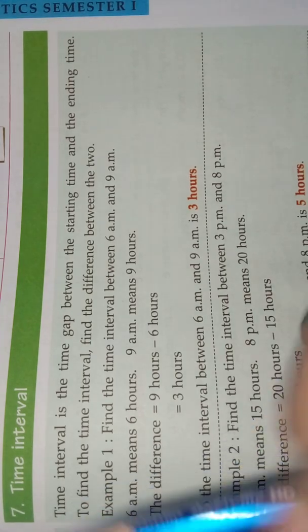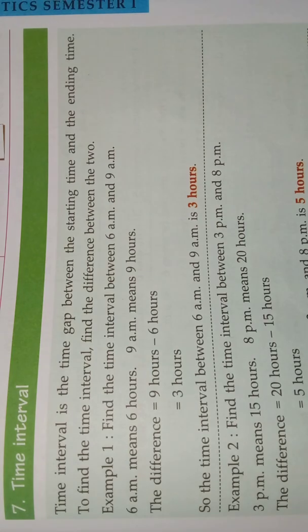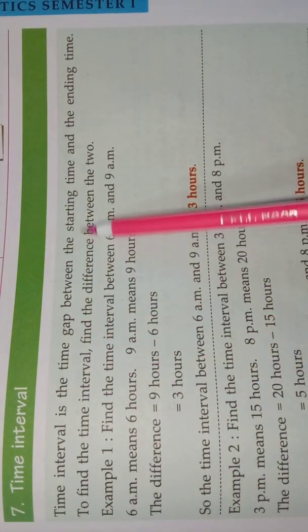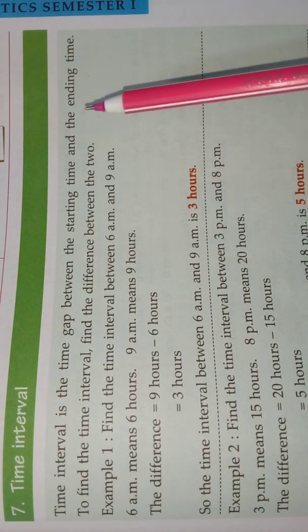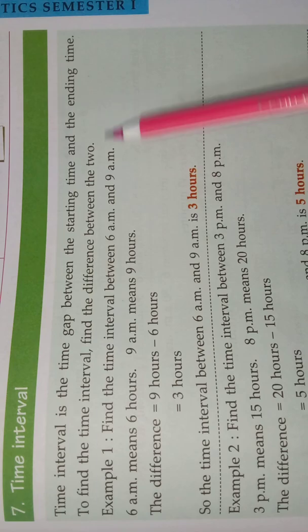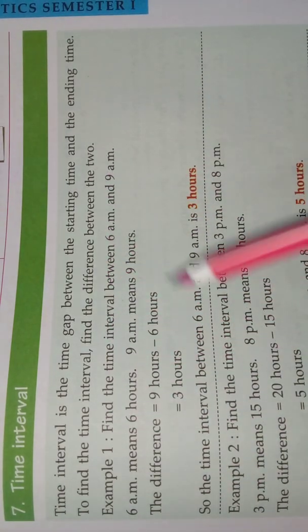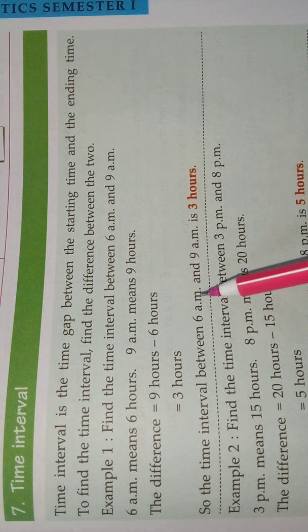Come to the next page, children. The 7th main, time interval. Time interval is the time gap between the starting time and the ending time. That we know, no? To find the time interval, find the difference between the two. That means we should find the difference between the end time and the starting time.